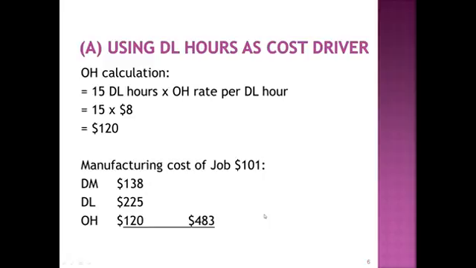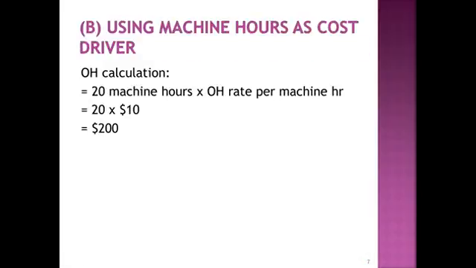So we can now work out the manufacturing cost of job number 101. The direct materials, 138, the direct labour, 225, and the overhead allocation of 120 means the manufacturing cost for job 101 is $483. We can do this all again, but this time we use machine hours as the cost driver. So when we calculate the overhead calculation or the allocation of the overhead, 20 machine hours is what's going to be used in this job times the overhead rate per machine hour.